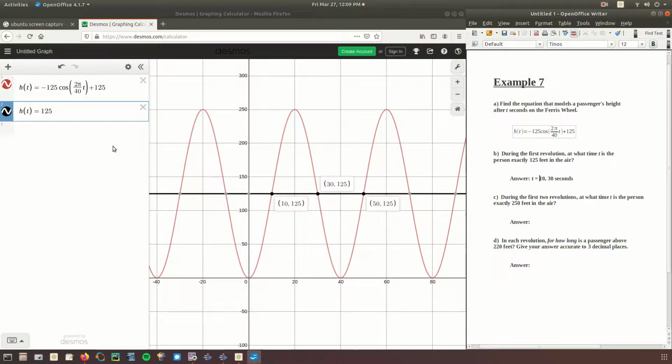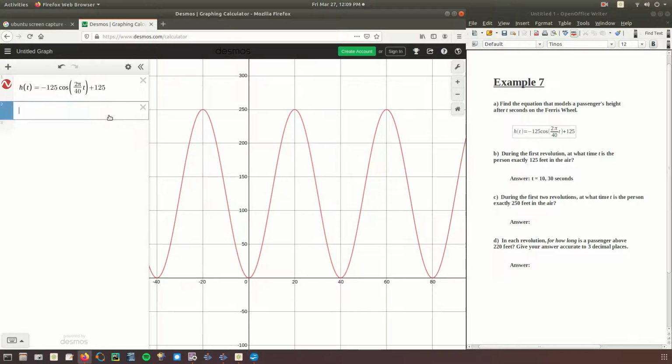For part C, I think I don't necessarily want this guy here anymore. For part C, we're now asking ourselves during the first 2 revolutions, so now within the first 80 seconds, at what time t is the person exactly 250 feet in the air?